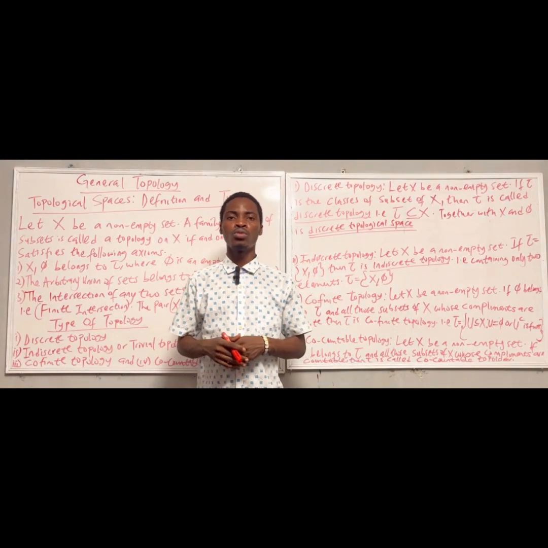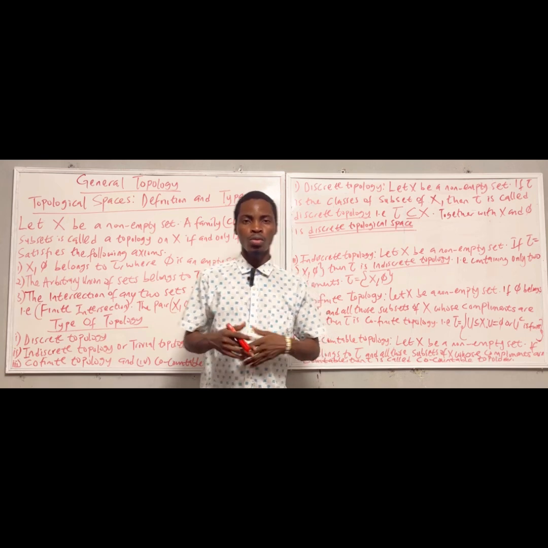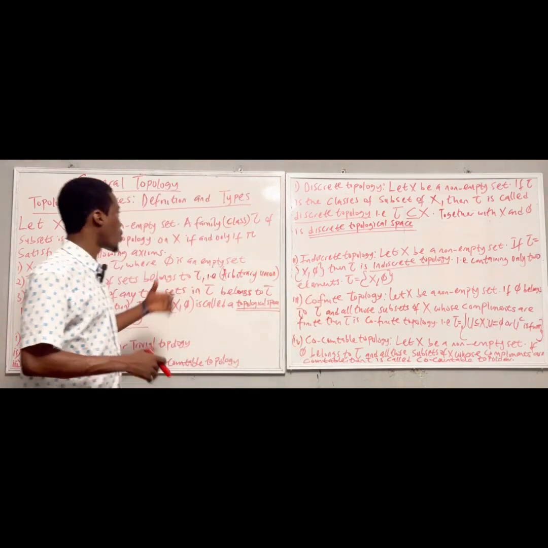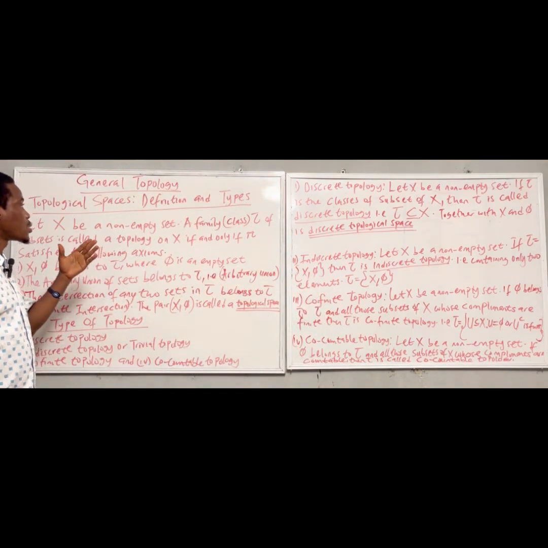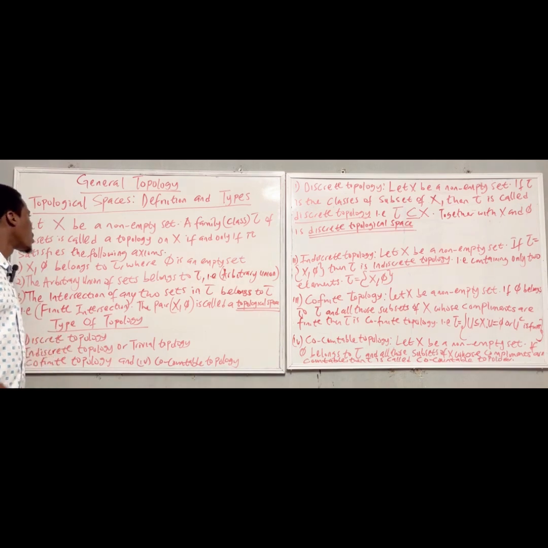Today we'll be going into general topology. So what is topology? Topological space, definition and types. Let X be a non-empty set. A family, class Top, of subsets is called a topology on X if and only if it satisfies the following conditions. In topology, there are some conditions to be satisfied for us to say that it is a topology. So we have three conditions for a topology to be satisfied.